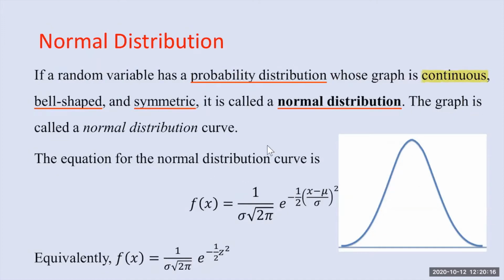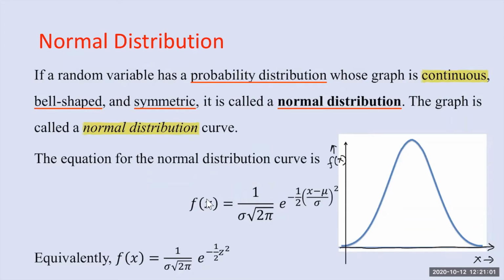And the graph is called the normal distribution curve. The one shown here is the normal distribution curve. Along the x-axis, we'll have the continuous random variable x. And along the y-axis, we have the probability distribution function, f of x. So this graph here is the graph of the normal distribution.